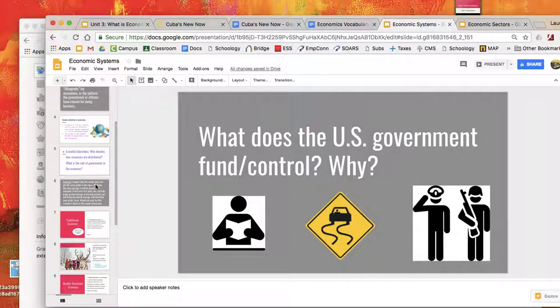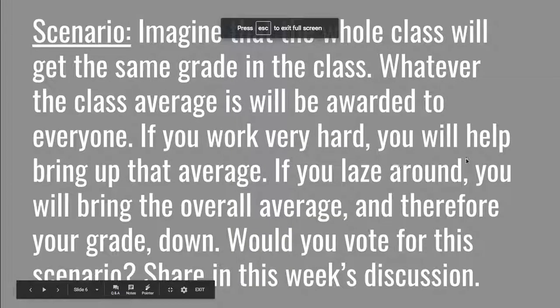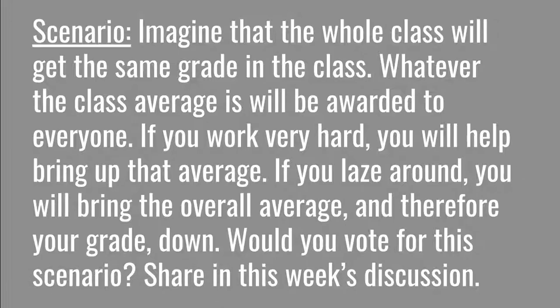I want you to go back to this scenario now. A free market with grades is what we currently have. If you earn the grade, you get paid. What's your pay? It's your grade. Okay, it's your A. So you do A work, you get an A. But this is a communist scenario. The whole class will get the same grade. Okay, whatever the average is will be awarded to everyone.